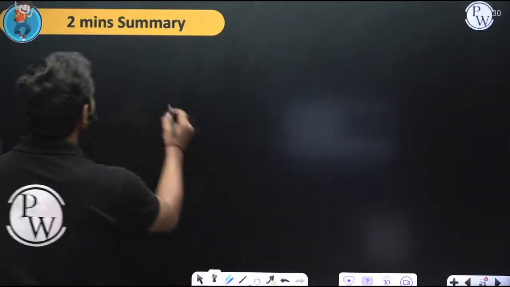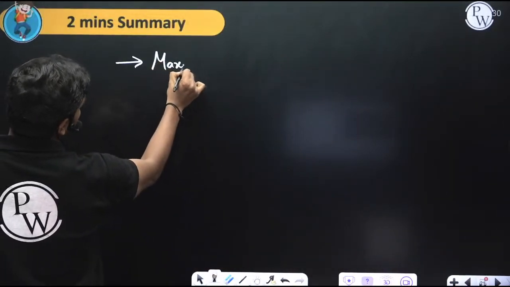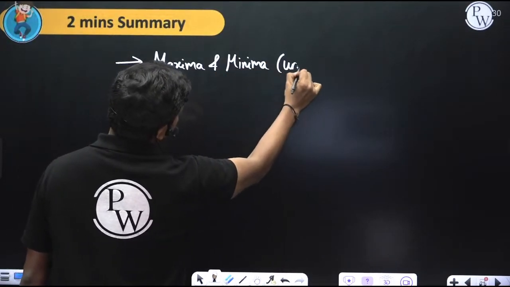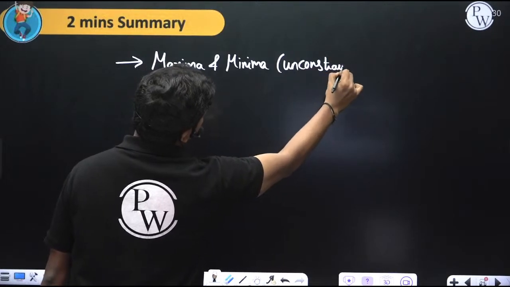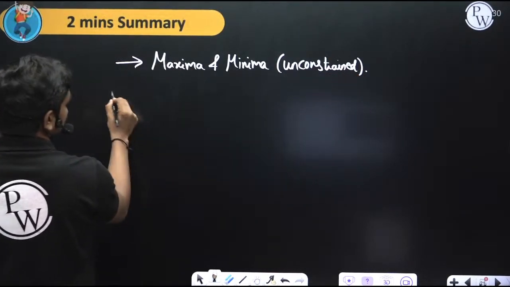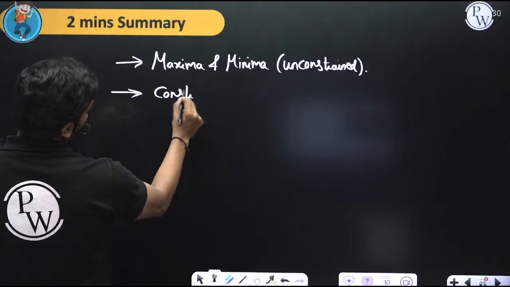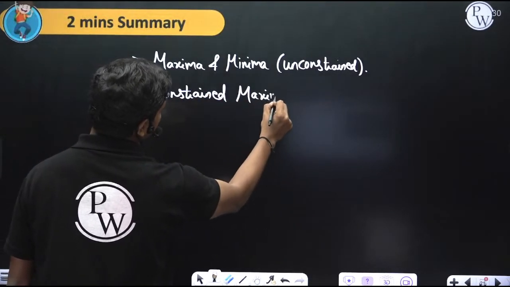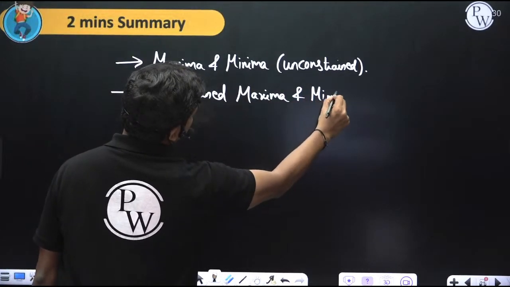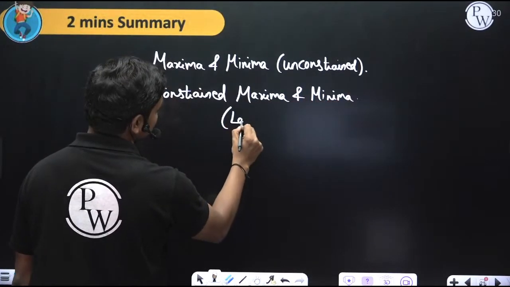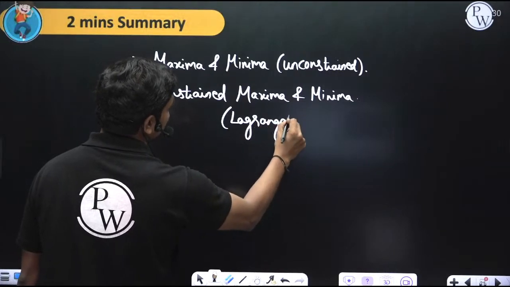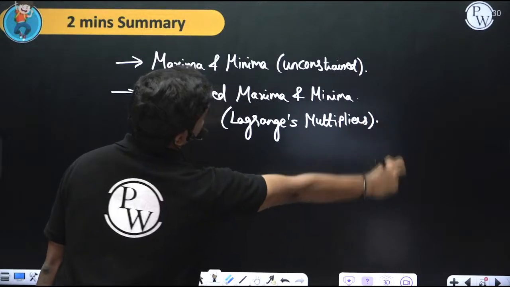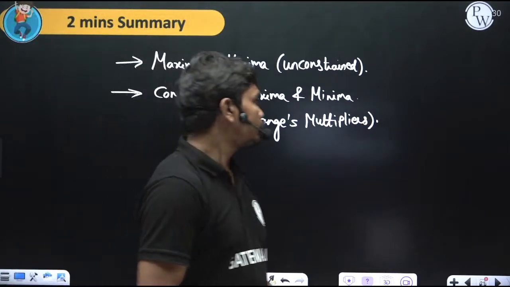So let's see. In today's class, we discussed maxima and minima. First of all, unconstrained minima, where we have seen the general working procedure, the saddle points, all these things. Then constrained maxima and minima, or the Lagrange's multipliers. We have also talked about this. So these are the things which I have talked about.